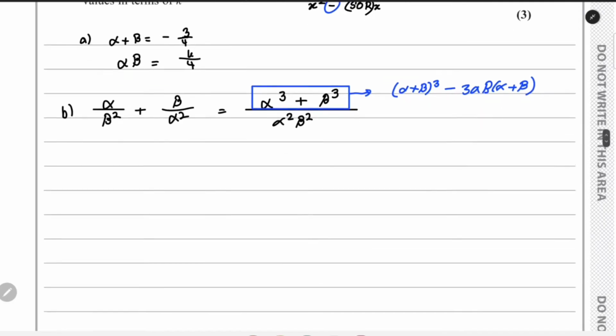If we continue with that, I'm doing this since I don't know the value of alpha cube plus beta cube directly, but I know the value of alpha plus beta and the value of alpha beta. I can write this as alpha plus beta whole cube minus 3 alpha beta multiplied by alpha plus beta, the whole thing divided by alpha beta whole square.